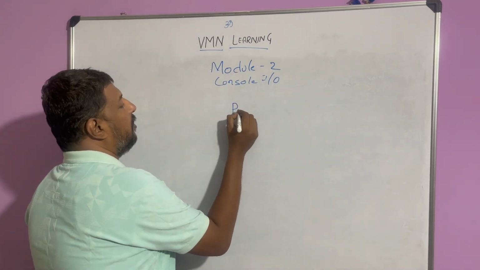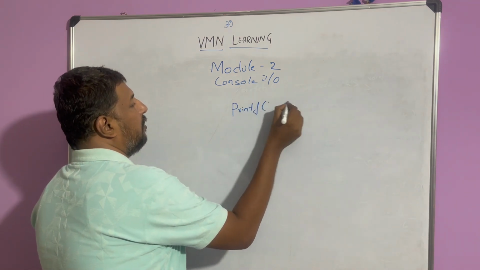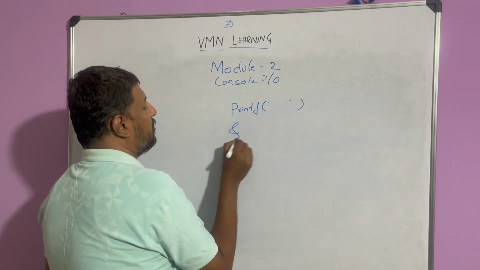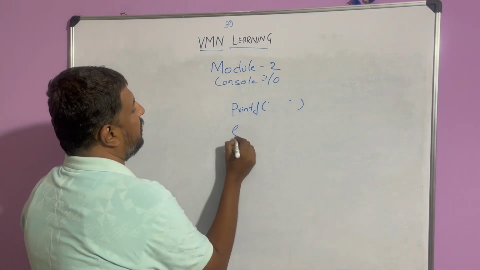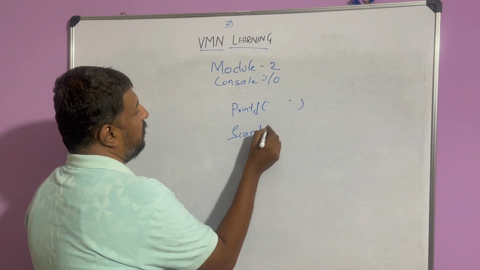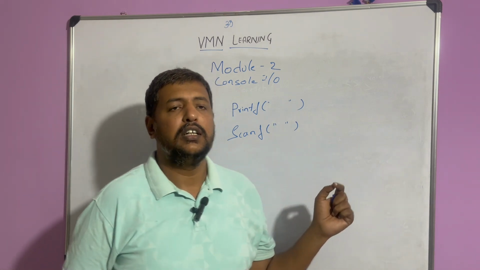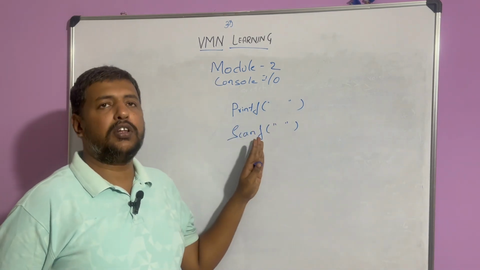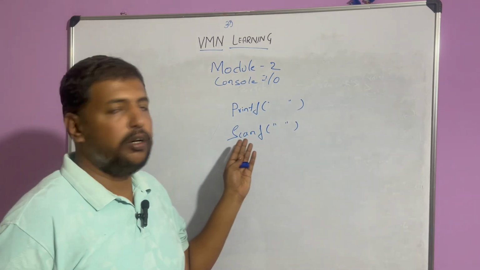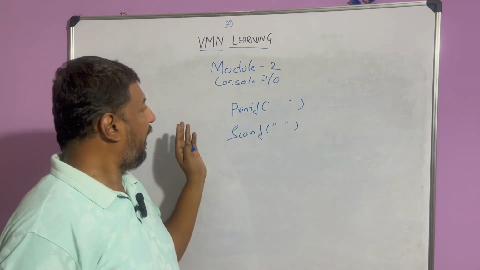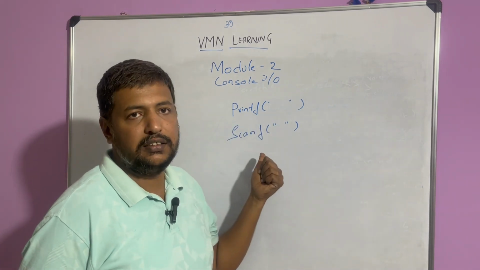Those are your printf and scanf. Okay. So these are the formatted input and output. These two are the most used components in C programming for input and output. And we will study in detail in coming videos about printf and scanf. Okay.